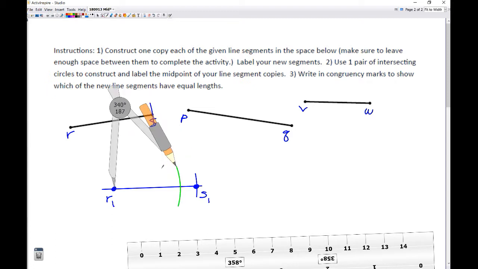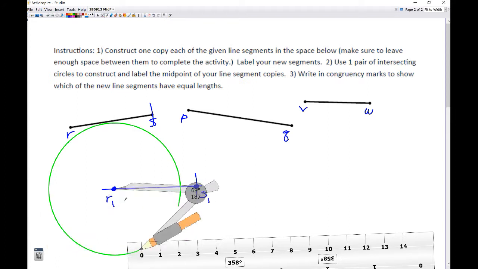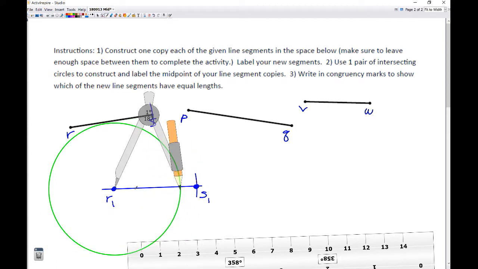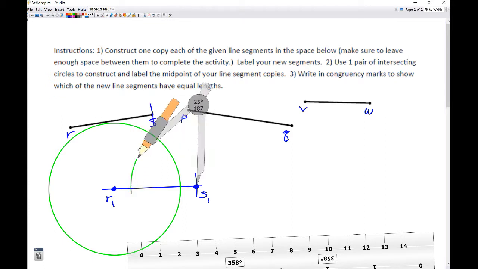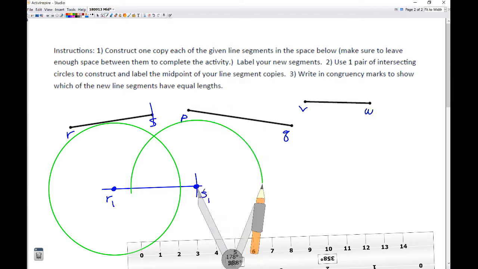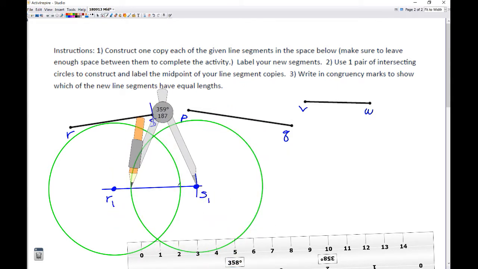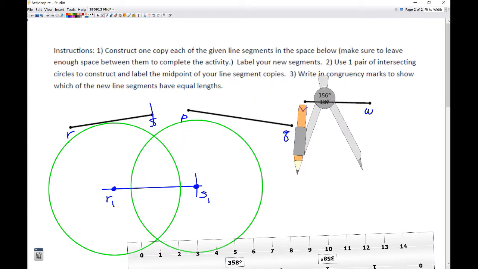And I'm going to make a full circle all the way around my point R. All right? And then I'm going to go on the other side and make a full circle with my point S. So I've made my copy. And I only need one pair of circles this time. I don't need three. I did three on the front side just so you can see that no matter what size circle you use, it always works out. So now I have my one pair of circles.